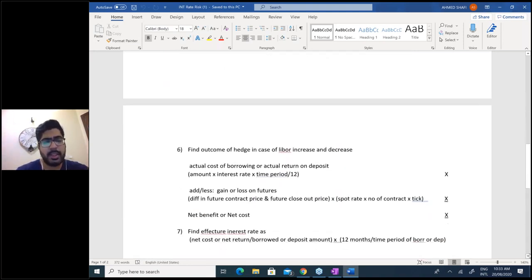The first thing is the same: actual cost of borrowing or return on deposit, amount into rate of interest into time period over 12, then gain or loss due to futures. Now the difference between the futures contract price and the closeout price you have got, into spot into number of contracts into tick, you get net benefit or cost. And finally, you have to find the effective interest rate.